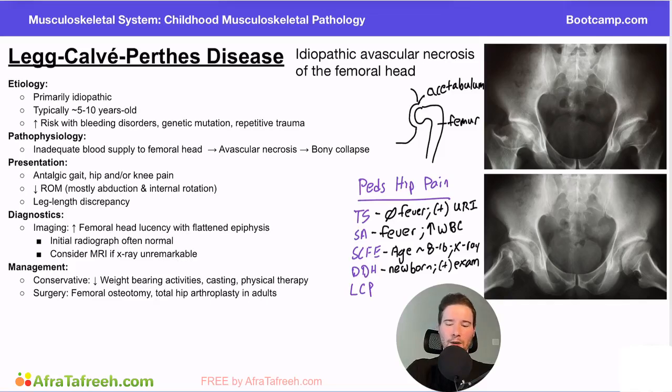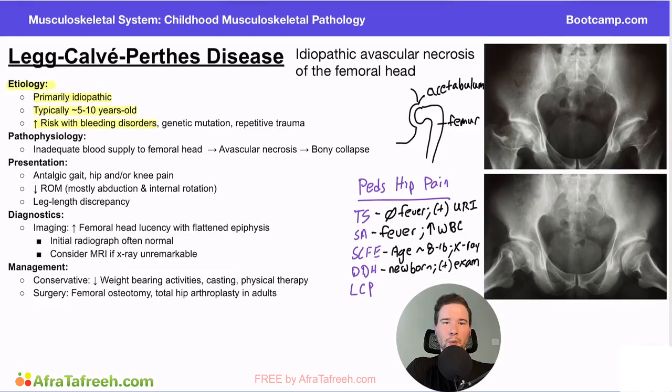And now here we are in this video talking about Legg-Calvé-Perthes disease, which is going to round out our pediatric hip pain differential diagnosis. So you should be able to know one or two things to differentiate these on a question stem on test day. Now, if we jump into the etiology, it's fairly simple because this is primarily idiopathic. That is to say, we don't always know the reason for patients having this condition. However, we do know that it typically occurs in a younger patient, approximately 5 to 10 years old.